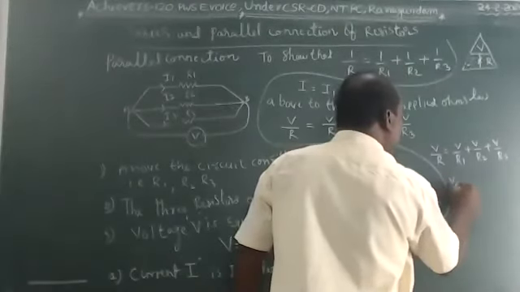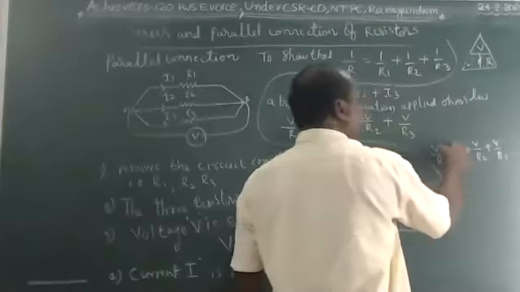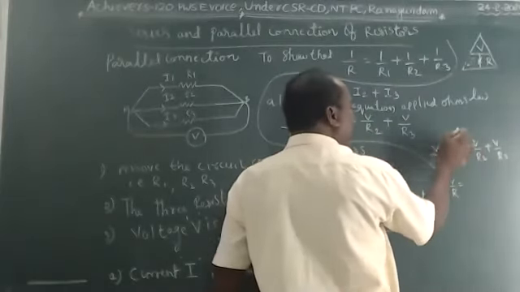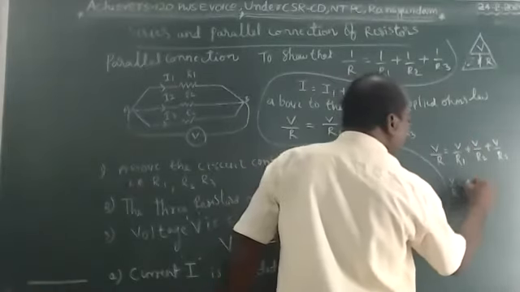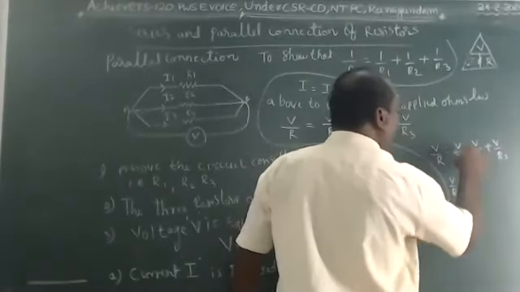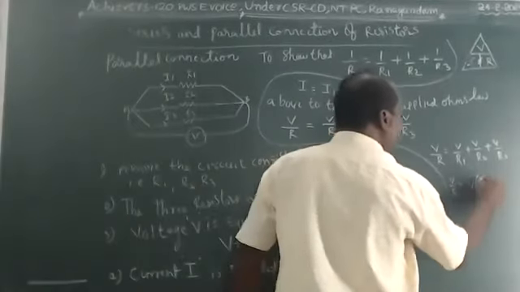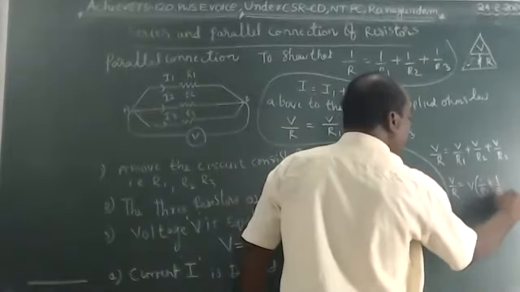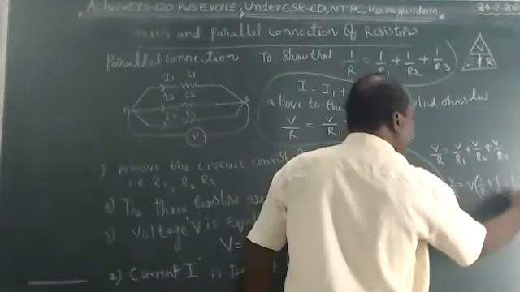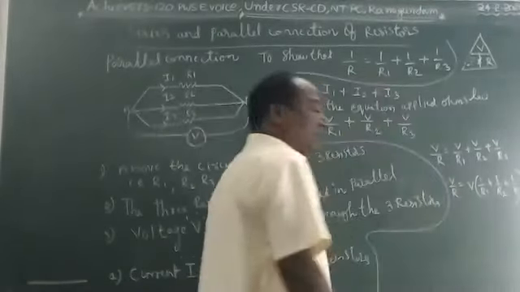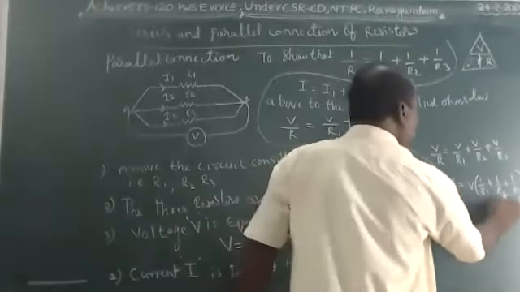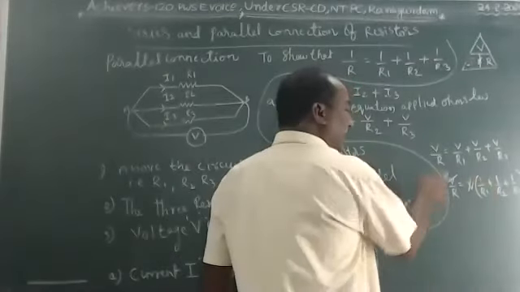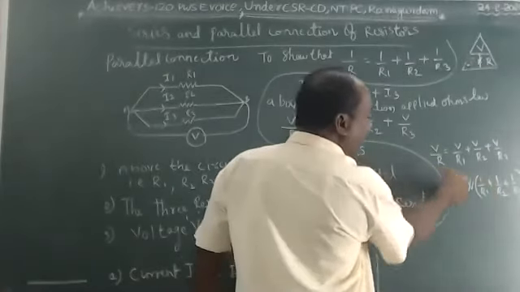So then V by R equals, take the common V, children. In the numerator you have to take V common. When V is common, what remains now? 1 remains: 1 by R1 plus 1 by R2 plus 1 by R3. Okay, so now in the same way V gets cancelled. Here 1 remains, meaning 1 by R.